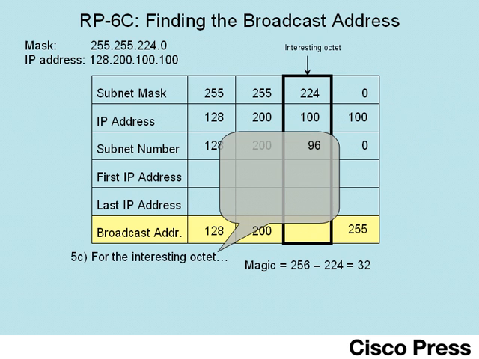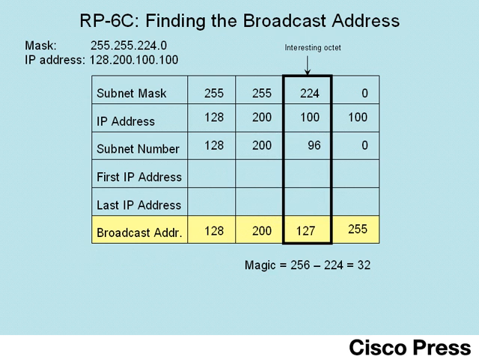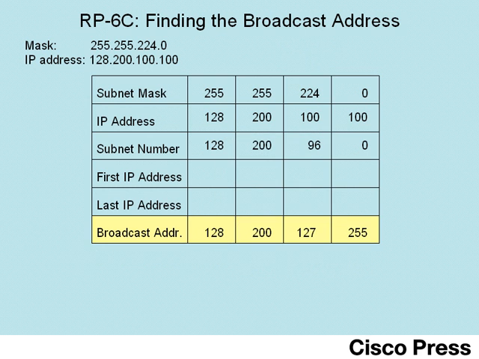At step 5C, to figure out the broadcast address's value in that interesting octet, we take the subnet number's value in that octet, add the magic number, and subtract 1. The math obviously is pretty simple. We end up with a 127 in that octet, which gives us the final answer of broadcast address 128.200.127.255.